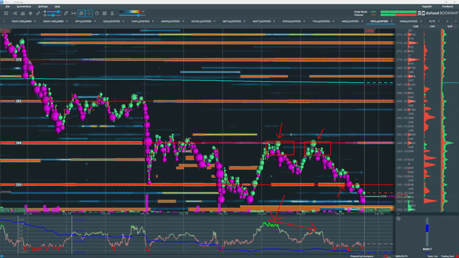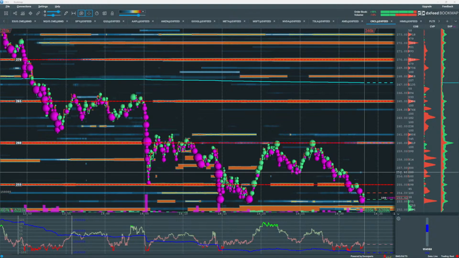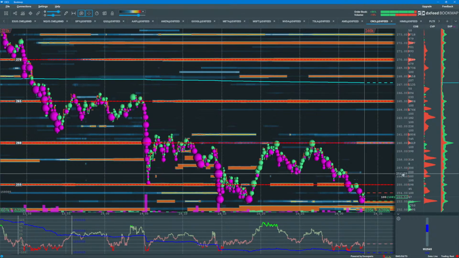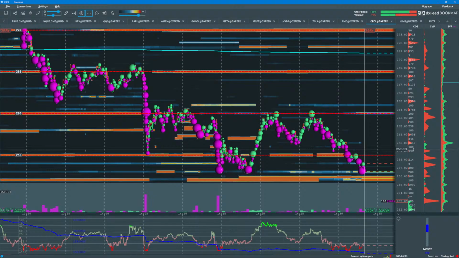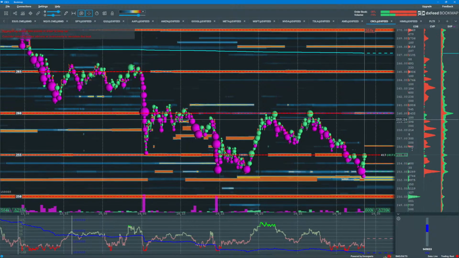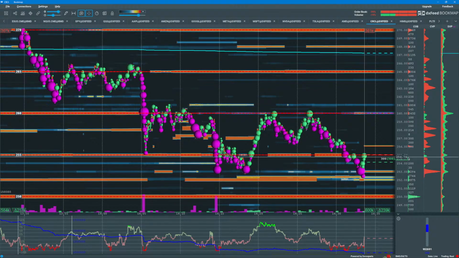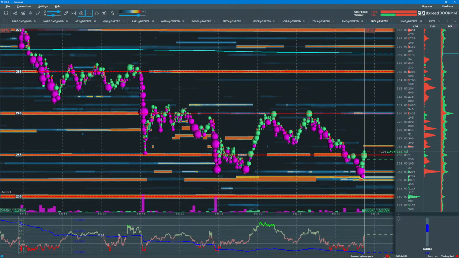Looks like next target below. Let me move this just a little bit so we can see what's down below. So next primary target is 250, the limit buy orders in the order book there. So this may be a pullback.